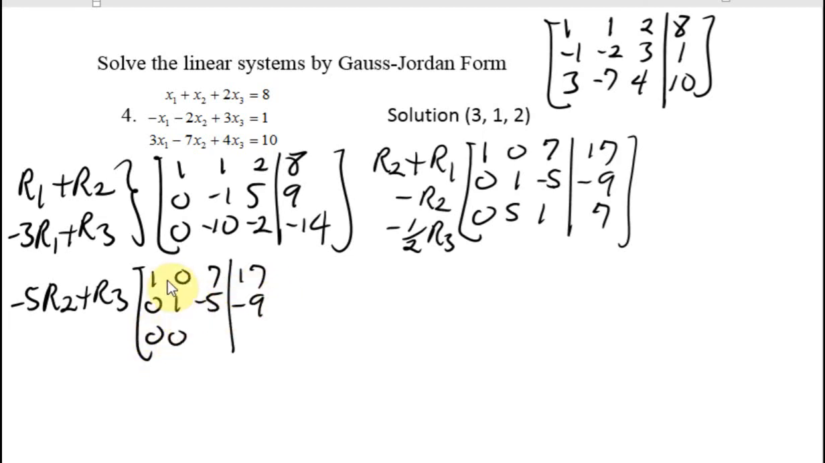There's 0 there, 0 there. We get 25 plus 1 is 26. We get 45 plus 7 is 52. So now we'll say we need to get a 1 at A33. So 1 divided by 26 times row 3.